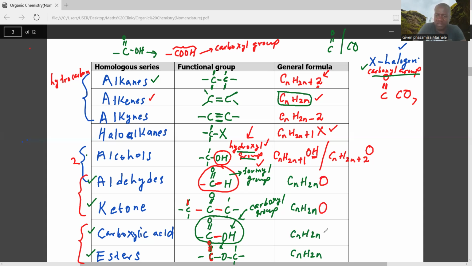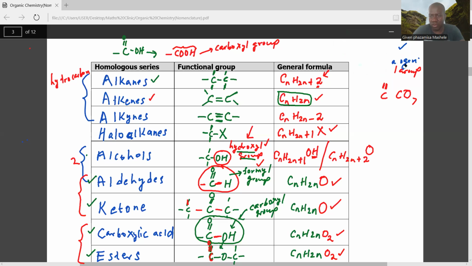Then with these ones, it's 2 atoms of oxygen. So it's CnH2nO, CnH2nO, CnH2nO2, CnH2nO2. This is for the carboxylic acid and ester. Then this one is for the aldehyde and ketone. Guys, these things are very important when we're dealing with organic chemistry. If you want to enjoy organic chemistry, you need to know this.